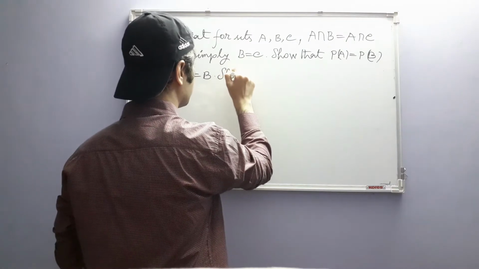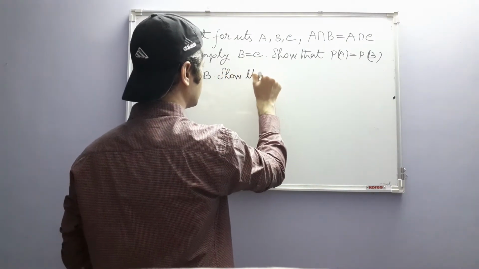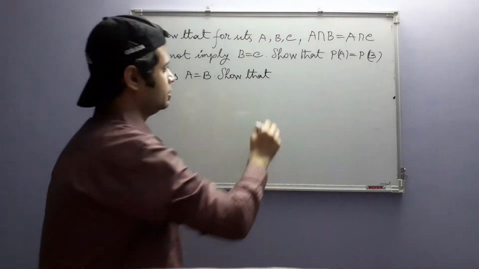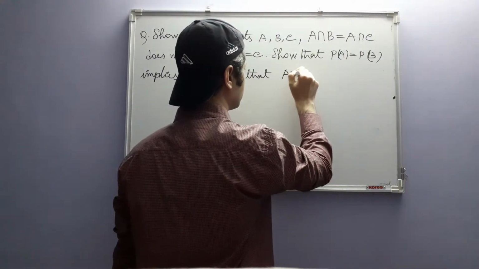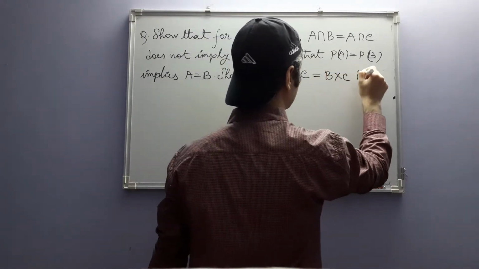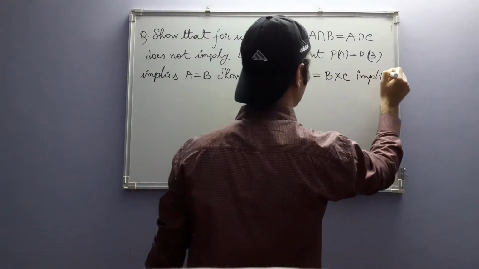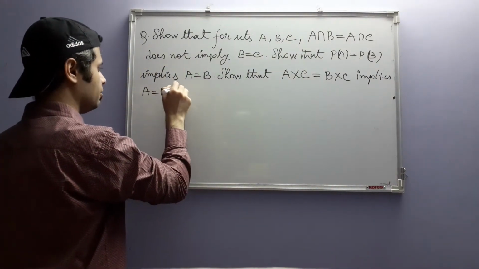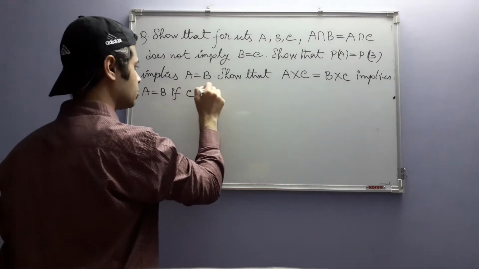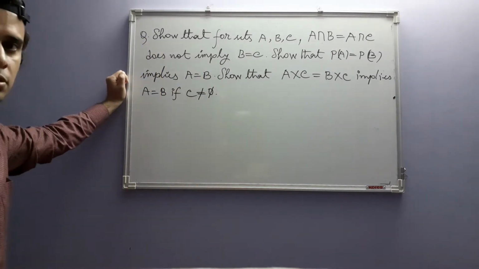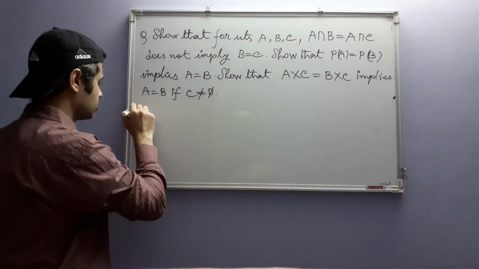Also, there is one more part. Show that A cross C is equal to B cross C implies A is equal to B if C is non-empty. Okay, so we solve them one by one.